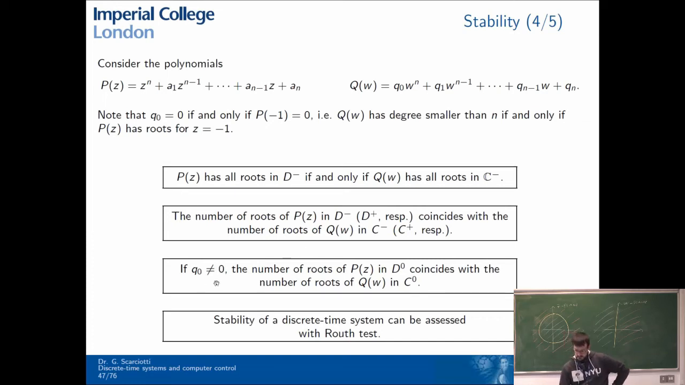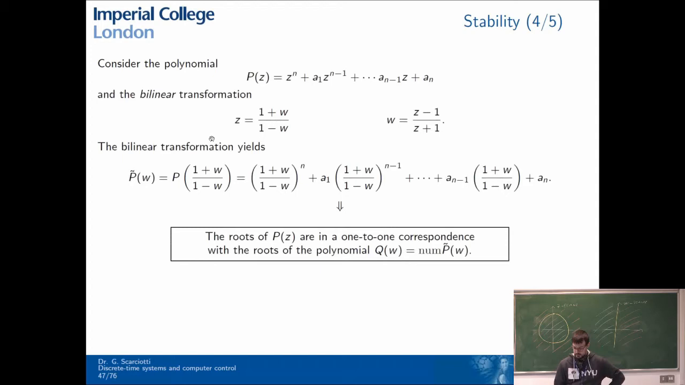If q of 0 is different from 0, then also the number of roots on the circle and the number of roots on the imaginary axis is the same. What happens if q of 0 is equal to 0? This happens if and only if one of the roots of p of z is z equal to minus 1. What is the problem with z equal to minus 1? If we look at our transformation, it's not well defined for z equal to minus 1, because if we replace z equal to minus 1 here we divide by 0.